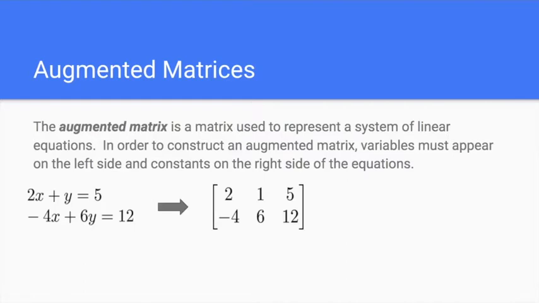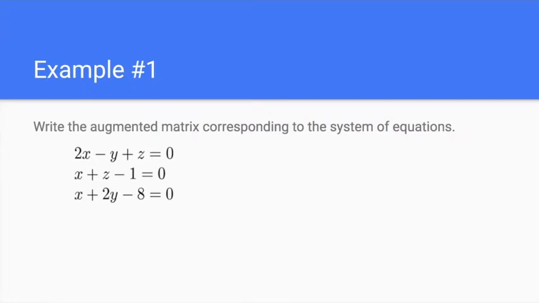So for example, if we have 2x plus y equals 5 and negative 4x plus 6y equals 12, we just take each of those coefficients and constants and put them directly into a matrix. A lot of times you will see a vertical dotted line that would appear between where the equal sign was in the system. I don't have a good way to put that into my slides.